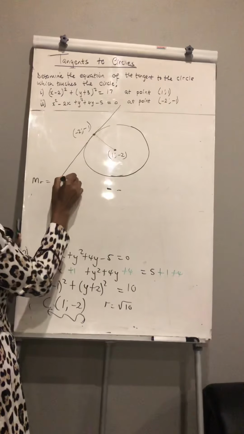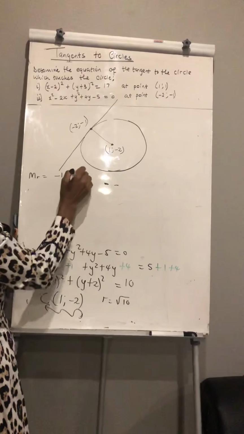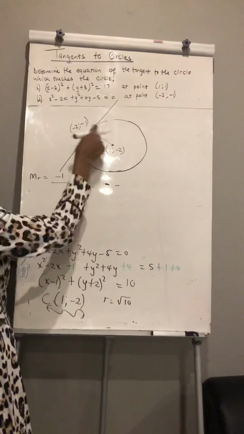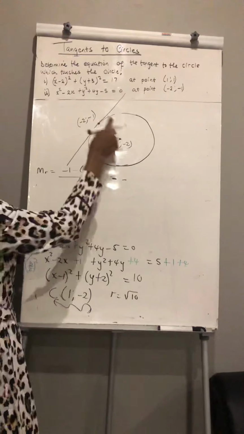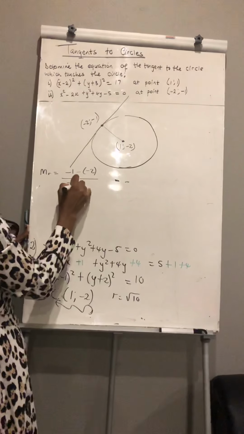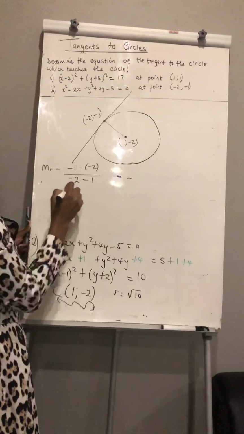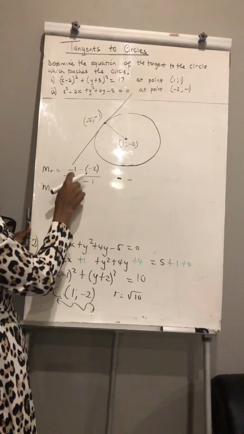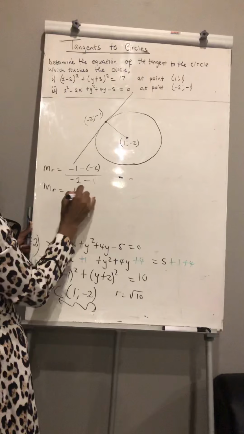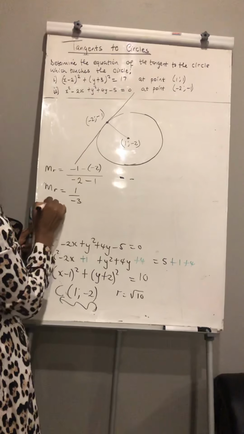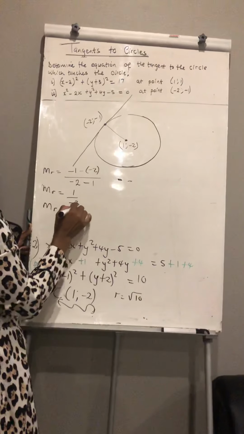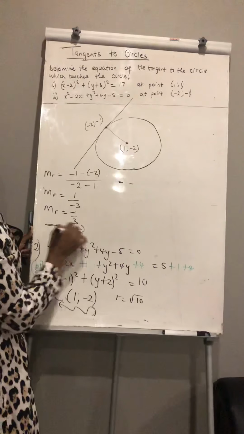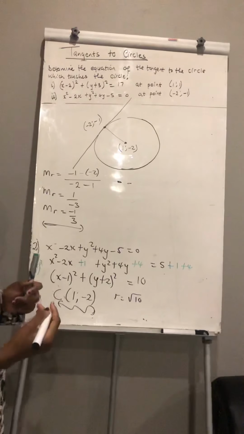To get the gradient of the radius, you just say y2 minus y1. Let's do it the other way around now, so you can see that it's possible to do it whichever way. Minus 2 minus 1 over minus 2 minus 1. This will be the gradient of the radius, and as you can see, it's minus 1 over 2 plus 1, that should be 1 over negative 3. I prefer writing that one as minus 1 over 3. That will be the gradient of the radius.